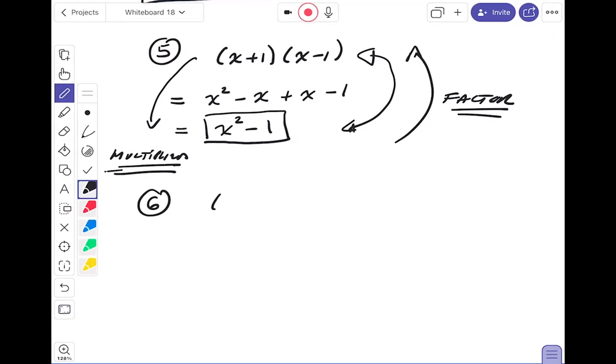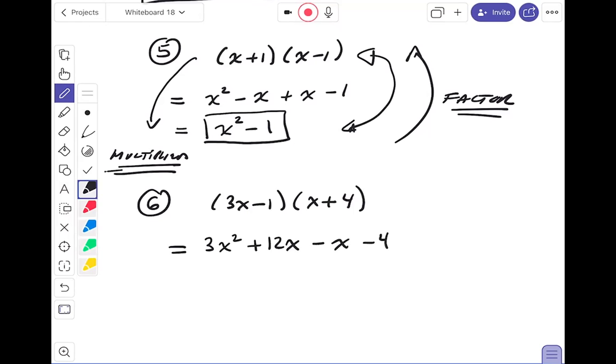It's 3x minus 1 and it's x plus 4. With practice, you'll get better at this. 3x times x, 3x squared. 3x times 4, 12x. I'm using the distributive property of multiplication. Now I'm going to take minus 1 and distribute across those two terms. That would give me minus x minus 4.